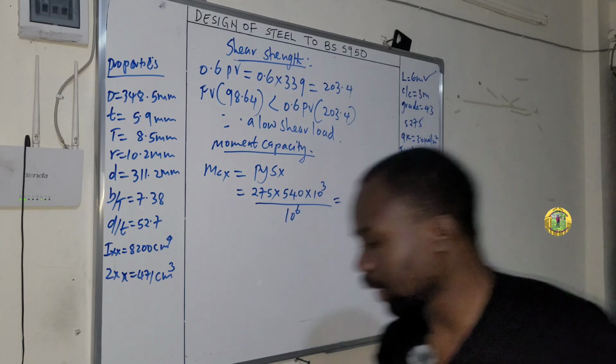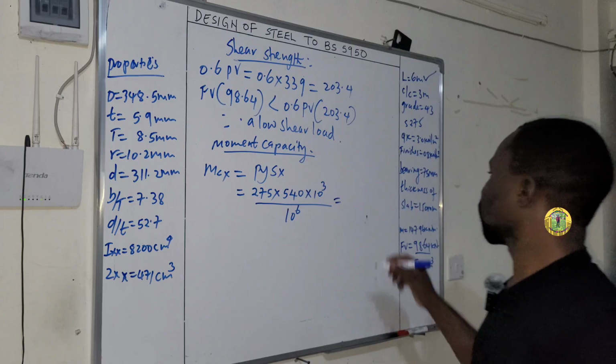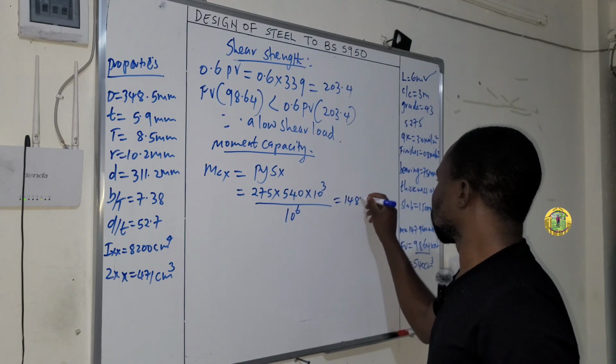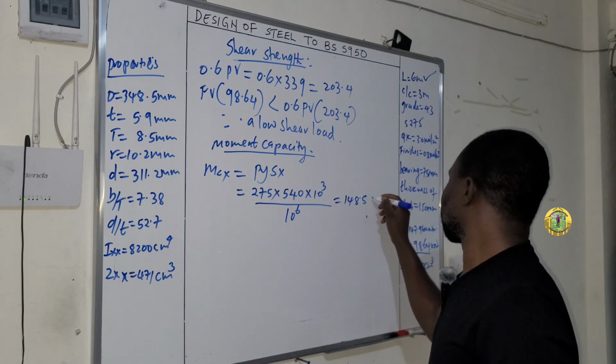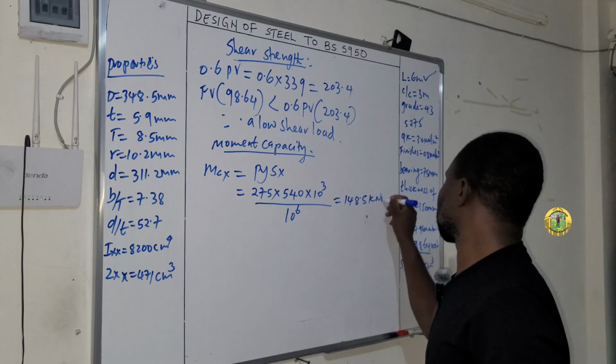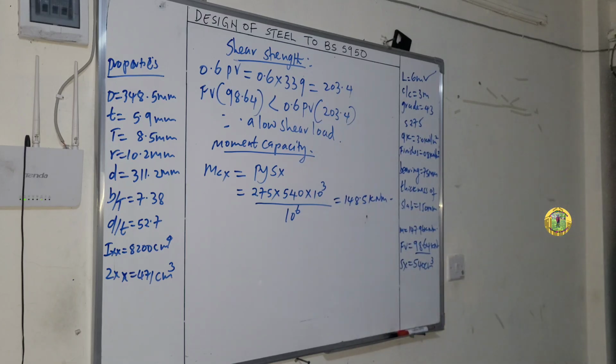So this is 148.5 kilonewton meter. We now proceed to check if this value is within the parameters given or not.